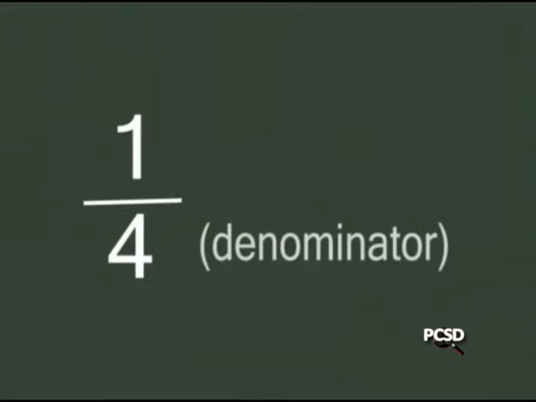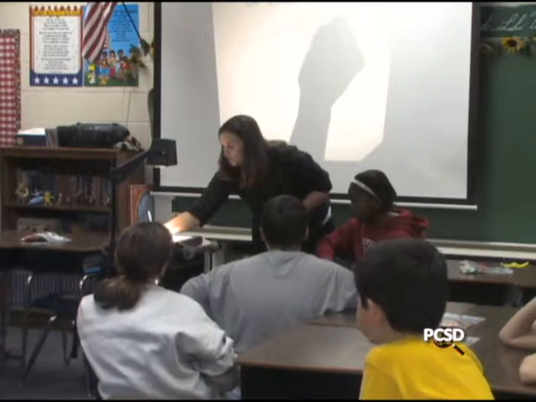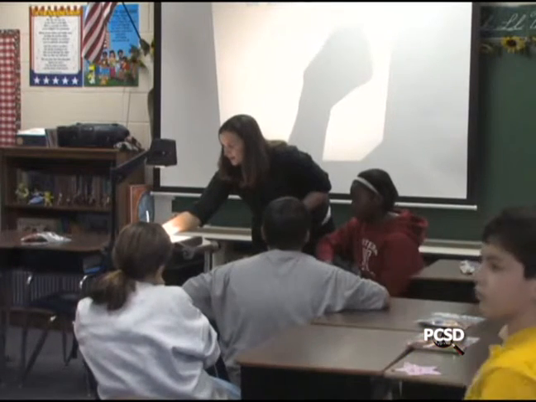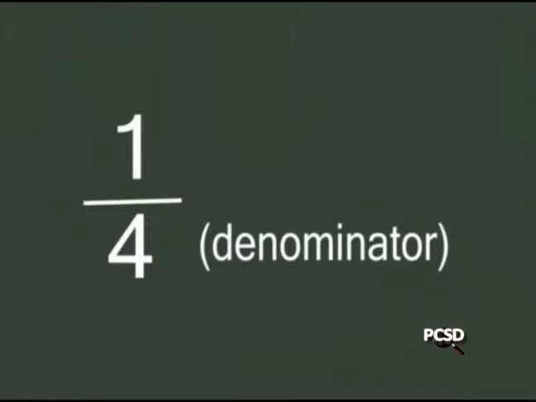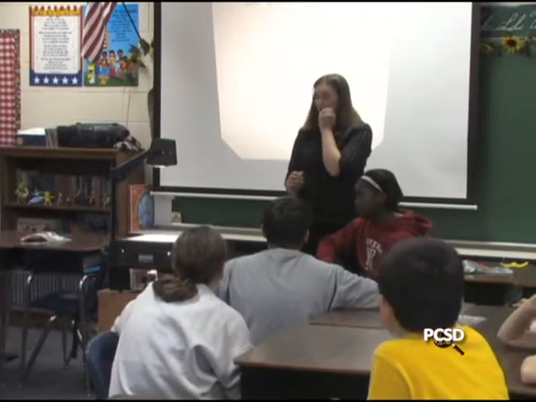What do you think, Damien? The bottom. The bottom one is the denominator. If the bottom one is the denominator, Emma, what is the name for the top one? You think you remember it? Yes. What is it? The numerator, that's right. I knew it. So we have the numerator and the denominator.